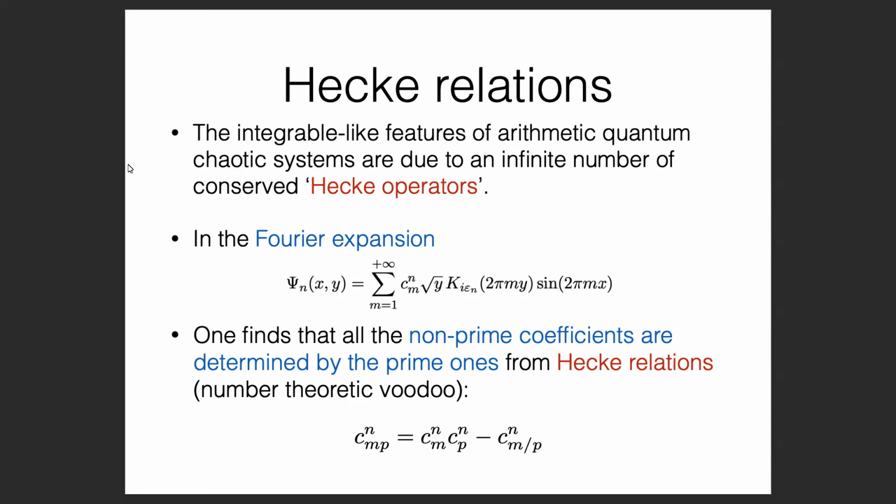Maybe C1 from this formula? Sorry, C1 is 1. Yeah, that's right, exactly. So C9 is C3 squared minus C9 over 3, C1. You're right. Okay, so it turns out that these operators do in fact commute with the Laplacian and preserve the boundary conditions, and they imply that these coefficients are not all independent, but are given by the prime ones.